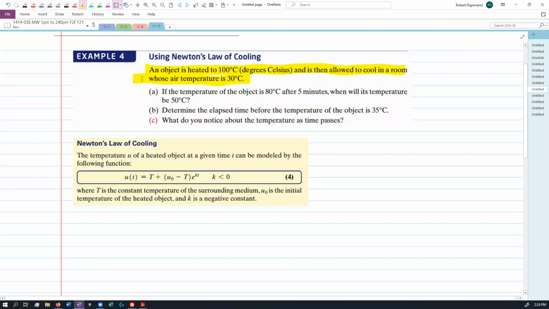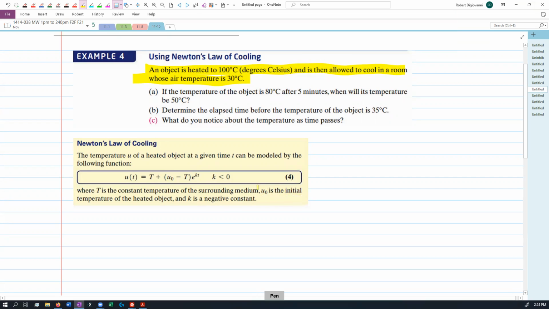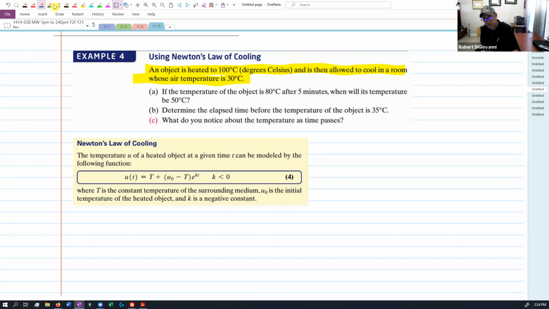U equals 100. What's that? U equals 100. What U are you talking about? U not. Yeah. So this is the initial temperature. Let me do it. So just so everyone is saying it, when you have this, you can say U sub 0, or you can say U naught.